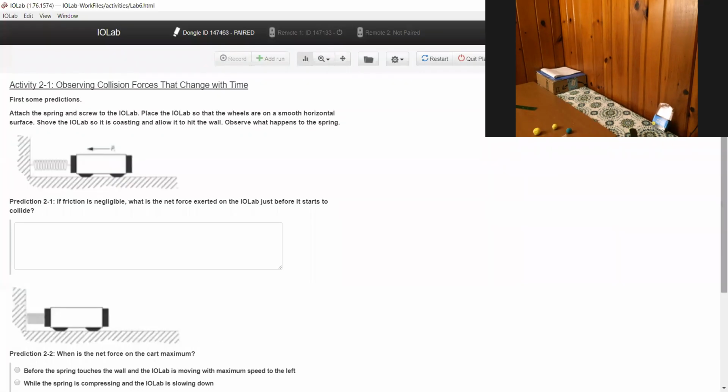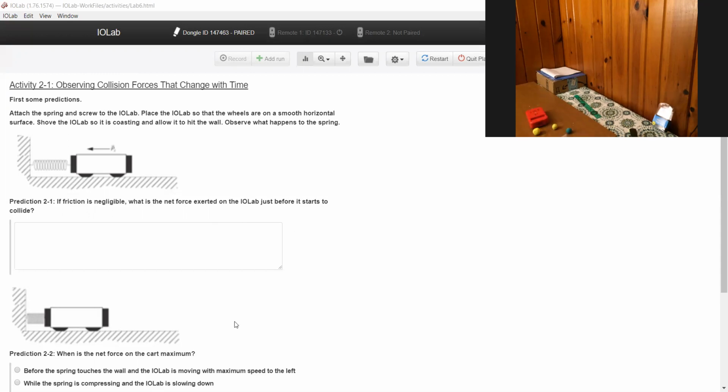So if friction is negligible, what is the net force? Place the IOLab so that the wheels are on the smooth surface. I have already placed it with this spring, so you can place it like this. If the friction is negligible, what is the net force exerted on the IOLab just before it starts to collide? There is no force being applied before collision, so that would be zero. Obviously, you can go ahead and make a prediction.